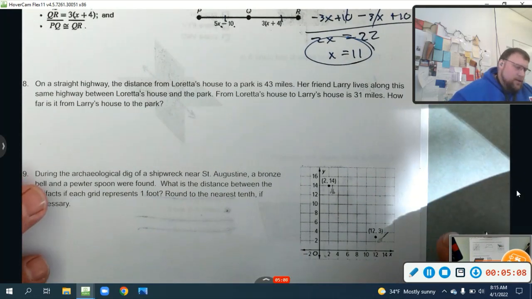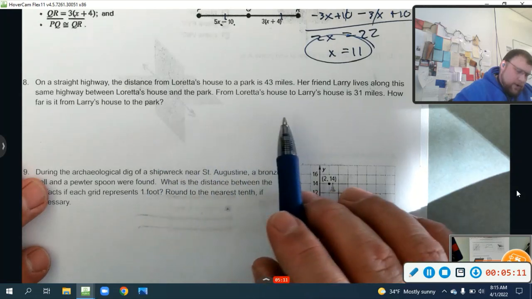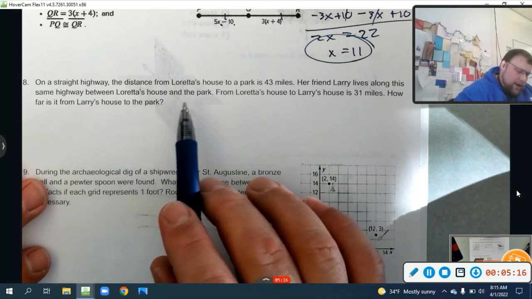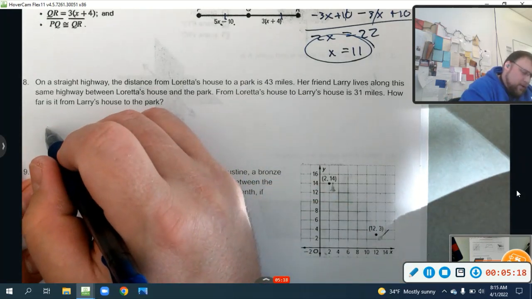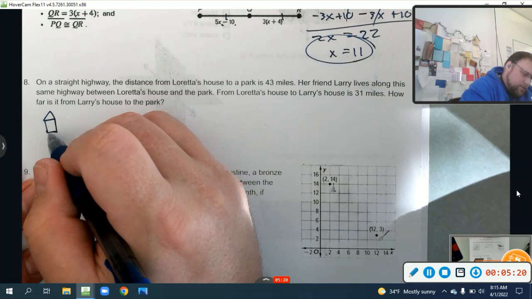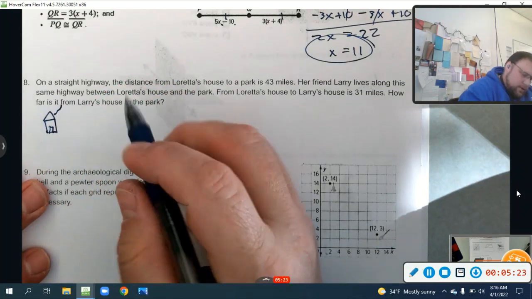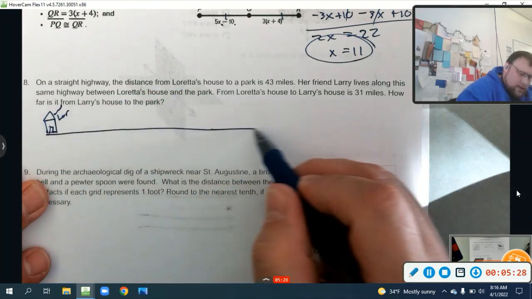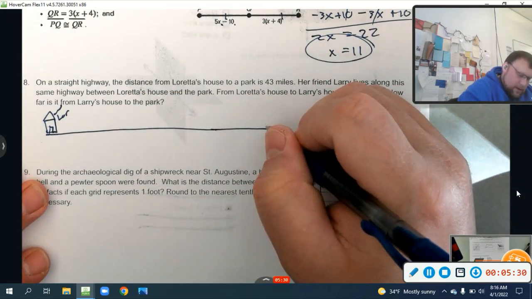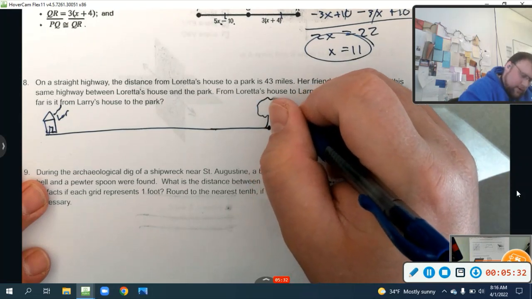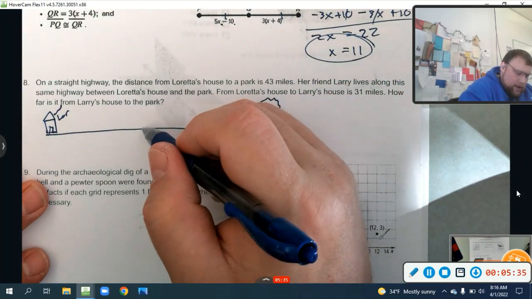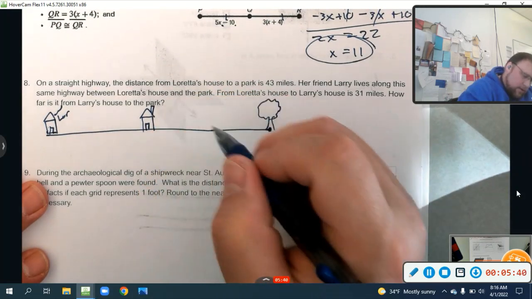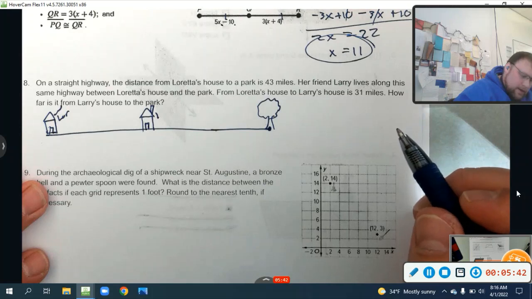On a straight highway, the distance from Loretta's house to a park is 43 miles. Her friend Larry lives along the same highway between Loretta's house and the park. So we're going to do Loretta's home, chimney smoke, right? This is Loretta. And she's going to the park. There's trees at the park. And Larry is somewhere in between here. He's got his home, that front door there. He's got a chimney too. Yeah, Larry.